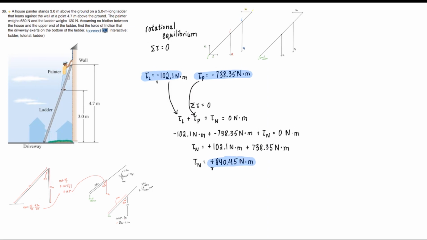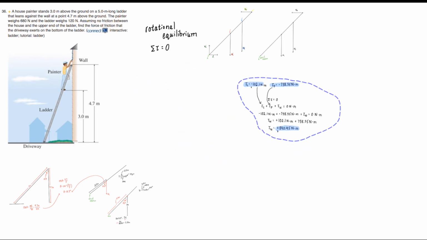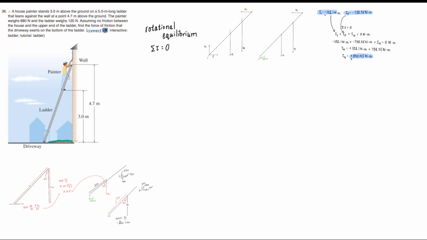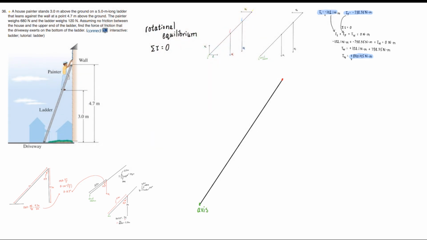So now we're going to solve for the actual magnitude of the normal force that's been exerted at the top of the ladder. So we just solved for the torque caused by that normal force, but now we actually want to ask ourselves what that normal force is. So I'm going to redraw the ladder, and we have our axis of rotation down here. So the normal force is acting at the top of the ladder, and it's acting in the negative x direction. So that's the normal force.